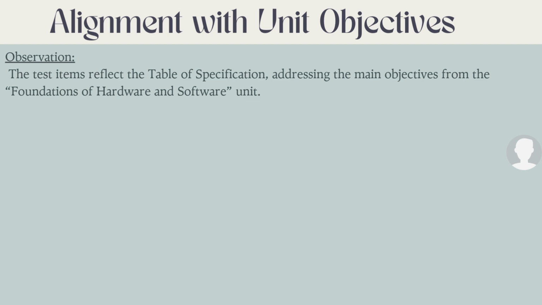So objective one was to define key IT terms. This was shown in questions 1 and 2 in the multiple choice section, and this was at the appropriate cognitive level. Objective number 2, to differentiate hardware versus software. This was shown in the short answer slash essay questions. This was good coverage of conceptual understanding.